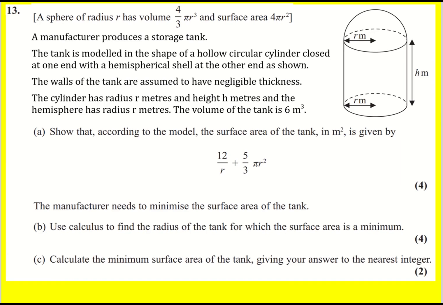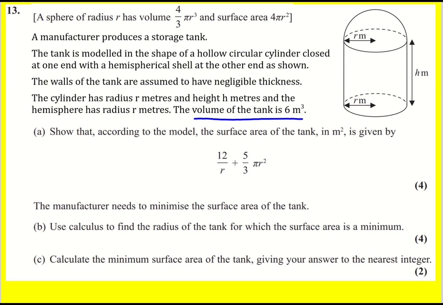A manufacturer produces a storage tank. The tank is modelled in the shape of a hollow circular cylinder, closed at one end, with a hemispherical shell at the other end, as shown on the right. The walls of the tank are assumed to have negligible thickness. The cylinder has radius r and height h, and the hemisphere has radius r. The volume of the tank is 6. Show that according to the model, the surface area of the tank in meters squared is given by this formula here.